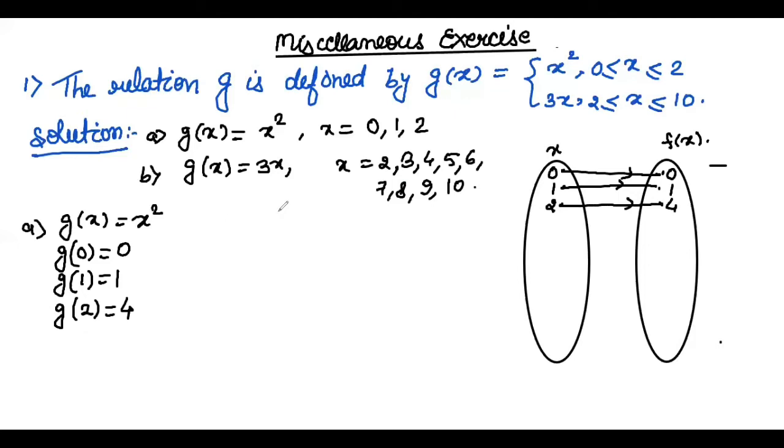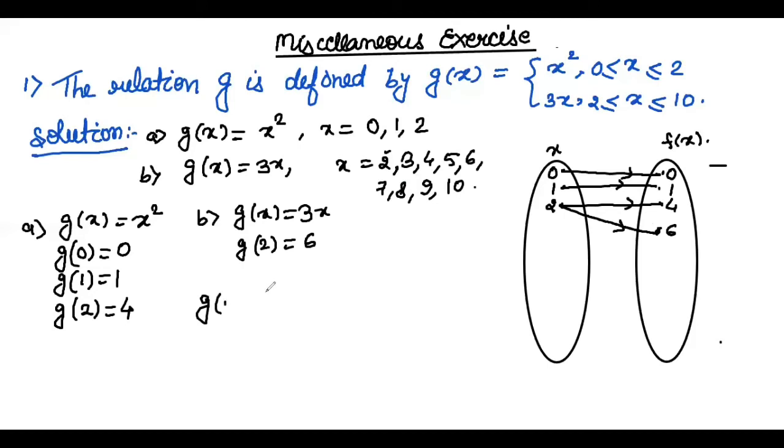Now g(x) equals 3x. First of all, I'm applying x equals 2. So g of 2. You can see in the first condition 2 was also there, and here also. So 3 into 2, that is 6. Means here element 2 has 2 images. So this is not a function. It is very clear that at x equals 2, the value is 4 and 6. So we will write this is not a function. So we can stop here only.